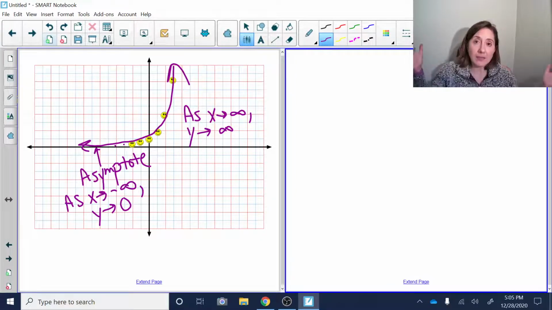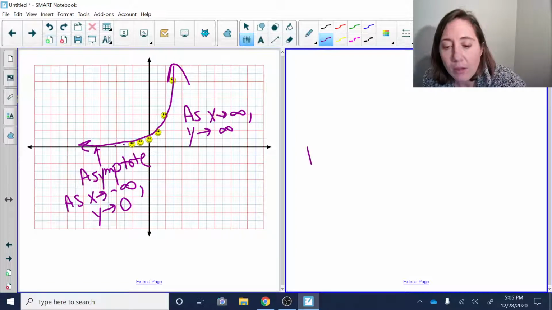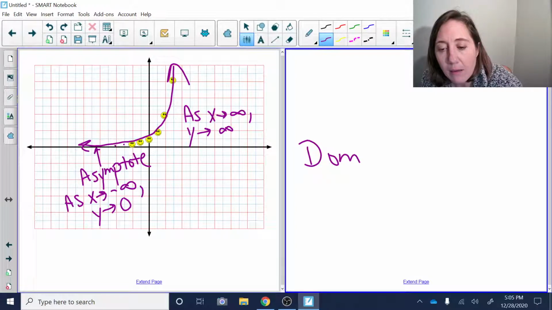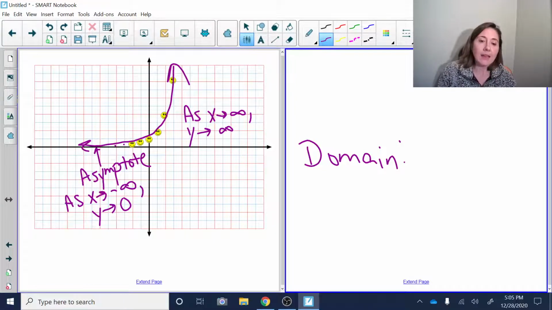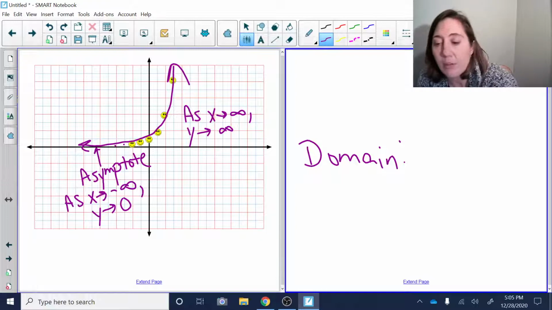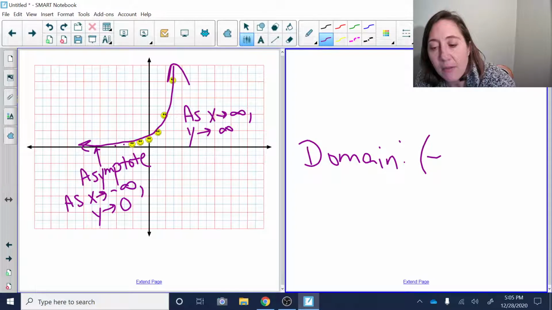Domain is your x number. So how far to the left and how far to the right does this graph go? Domain. And this could go forever in both directions. So we can say that this domain is from negative infinity to positive infinity.